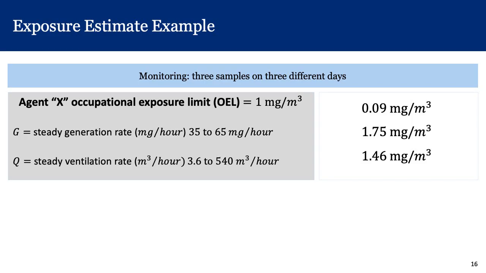I want to end this section by talking about one more thing. Let's assume now that for this particular scenario, we actually obtained 3 samples, which is not an unusual sample size. 3 is a very common sample size in industrial hygiene. And we obtained 3 values: 0.09, 1.75, and 1.46.